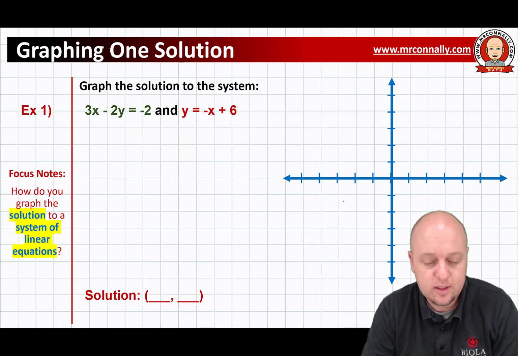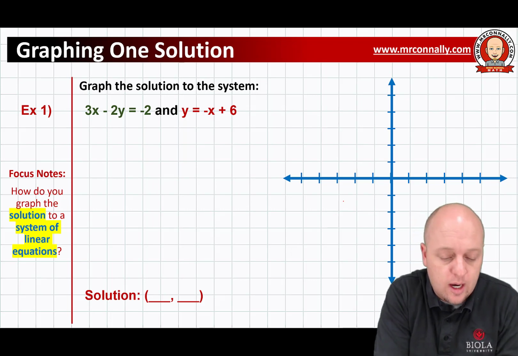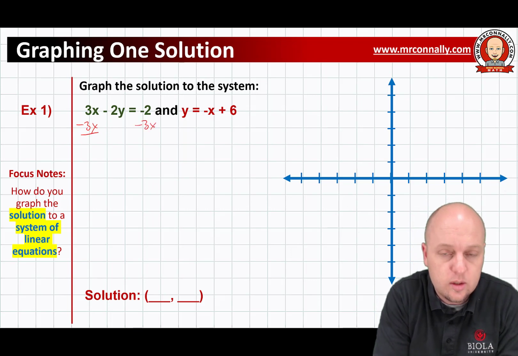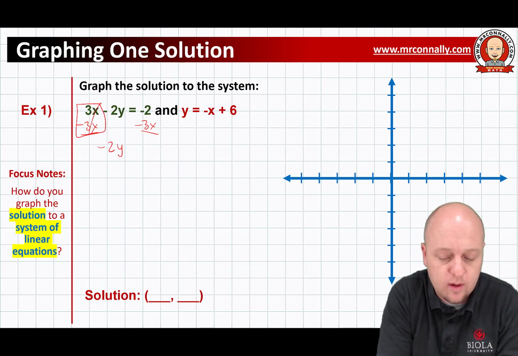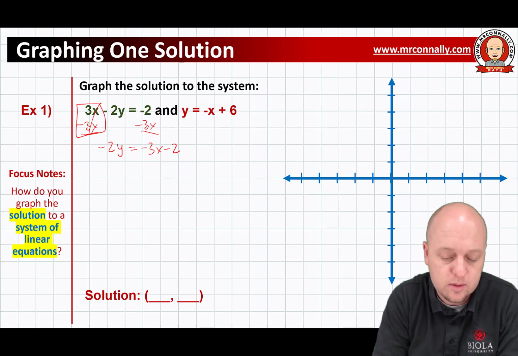Now, how do we graph this? Well, first we'll just graph each line. So I've got 3x minus 2y equals negative 2. I'm going to have to turn this into slope-intercept form since it's in standard form. So we've got this cancels out. We've got negative 2y equals negative 3x minus 2. I can't combine negative 3x and negative 2 because they're not like terms.